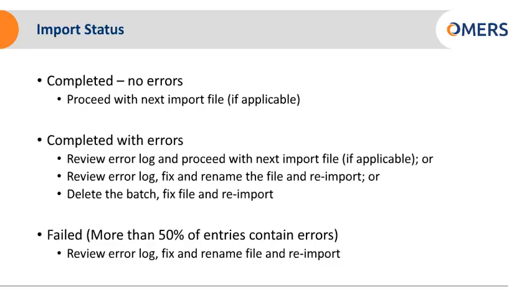Lastly, the third outcome is failed. This means that more than 50% of entries contain errors. In this case, you must review the error log, fix the errors, rename your file, and then re-import the data into eAccess.